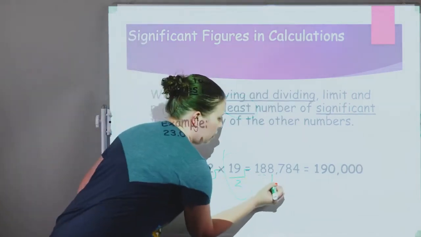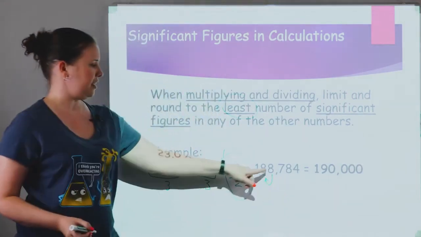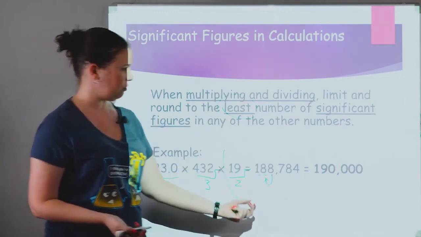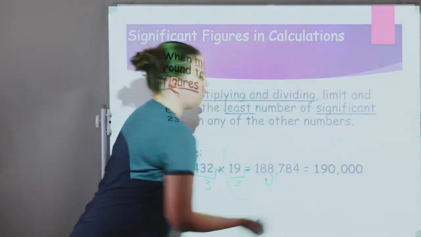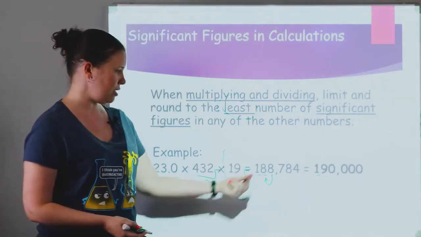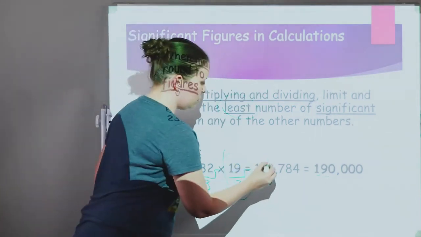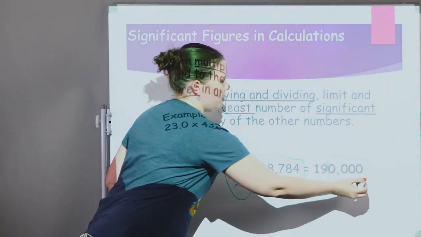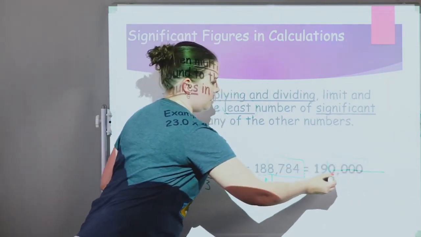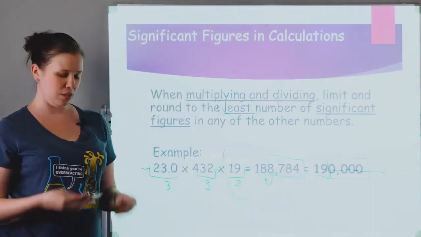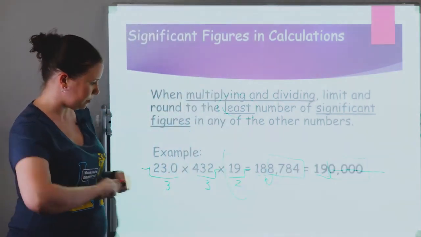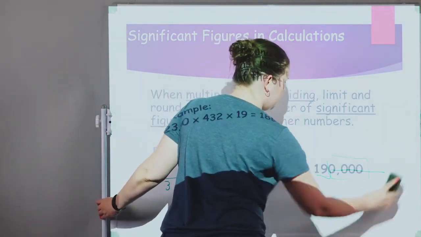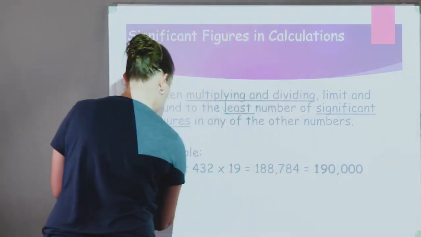But you do want to check the next number over. Is the second 8 going to make the first 8 round up? And yes, it's greater than 5. So you can see here we've got 19 instead of 18, but the rest of these numbers became placeholder zeros, so that I only have the 2 significant figures in my final answer. So for multiplication and division, you would go by the least number of significant figures.